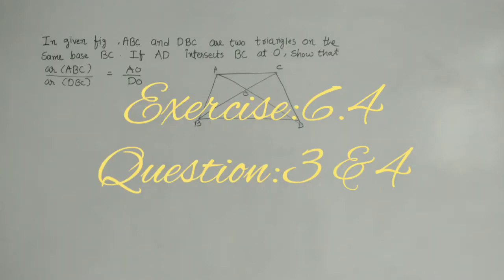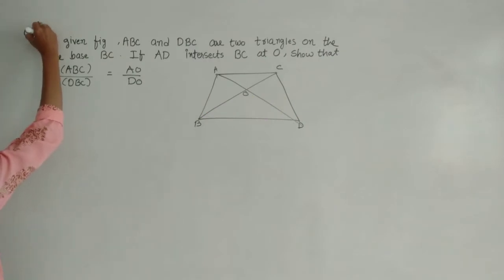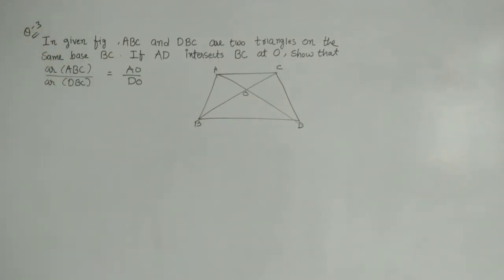Exercise 6.4. Here we are doing question number 3. Let me read the question. In a given figure, ABC and DBC are two triangles on the same base BC. If AD intersects BC at O, show that. You just read the question and think about the figure. What can you think for that?